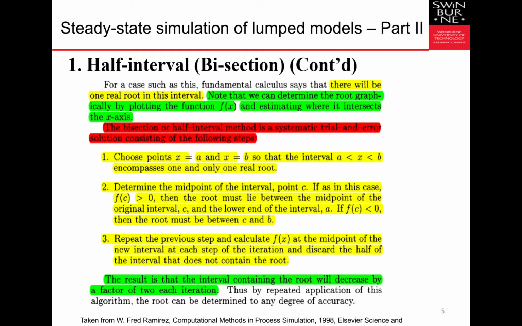So what are the steps? This is a systematic trial and error solution. You choose points A and B such that f(a) has a different sign from f(b). So if f(a) is negative, then f(b) should be positive, or if f(a) is positive, then f(b) should be negative. Then 0 has to be in between those two points.